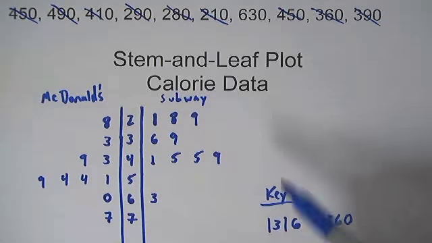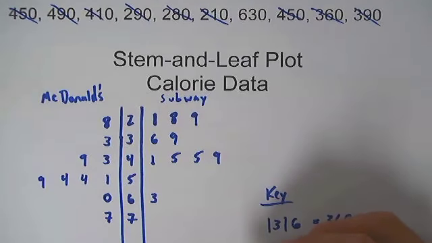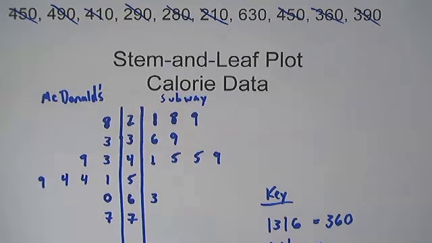Then a lot of times also, if you're using a back-to-back stem and leaf plot, you might want to also put another stem just to say that that represents 430 on the other side.